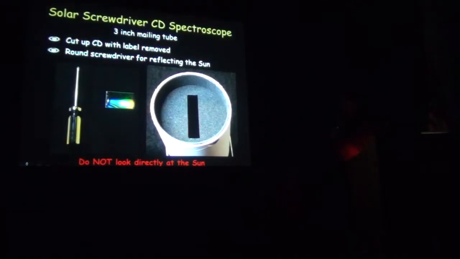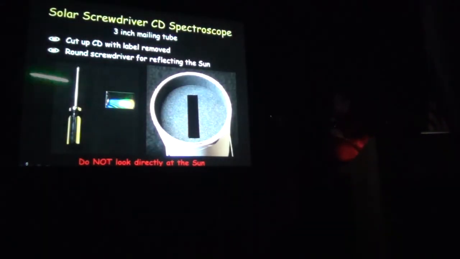So how do we build such a thing? Well, first you need a piece of CD, and you remove the label. Some people use shipping tape. I find that compressed air on some CD labels just blows it off cleanly.